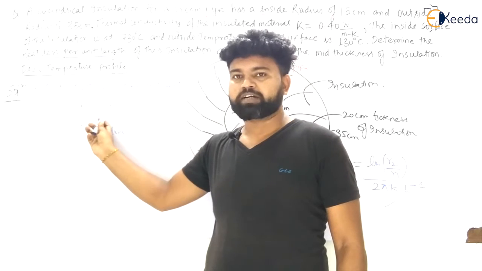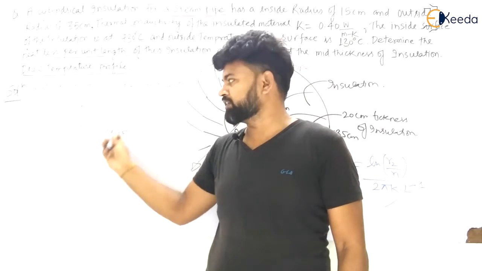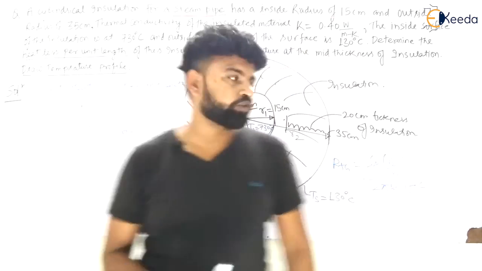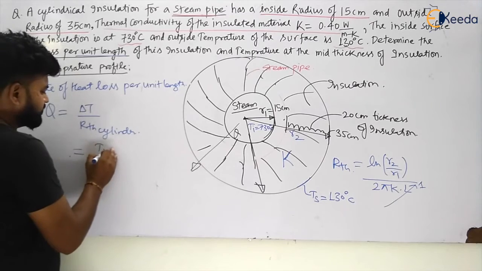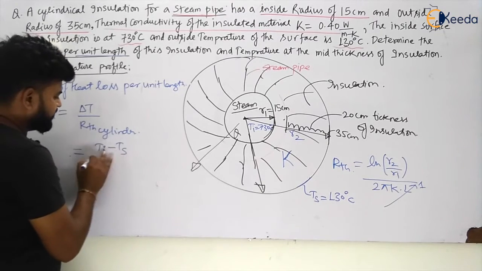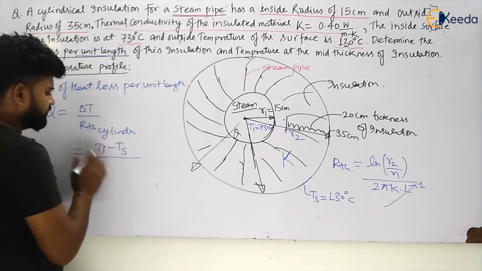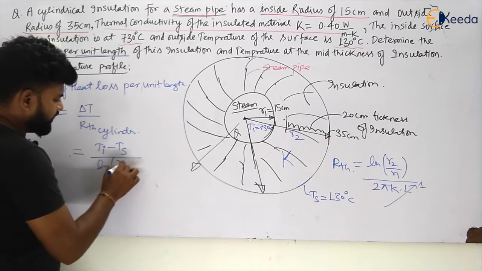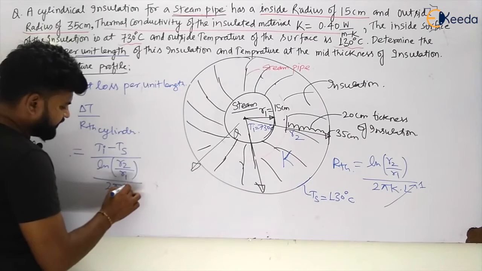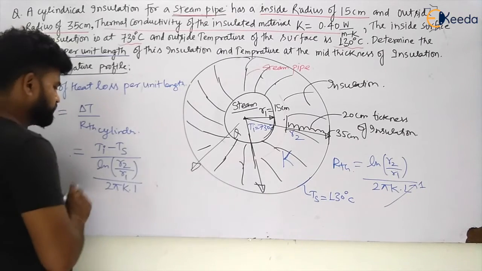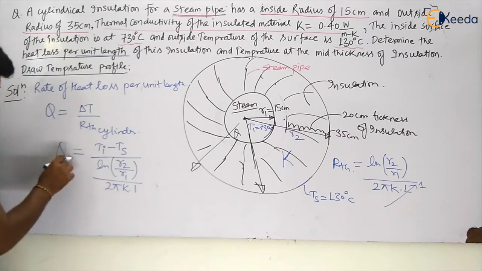So my dear students, the heat transfer we can easily calculate, and this will be given by delta T, which is nothing but T inside minus T outside surface divided by R thermal. So this will be T inside minus T surface divided by R thermal, which is given by ln R2 by R1 divided by 2 pi K, and L is unity here. Let us put all the values, then I will have the heat transfer.